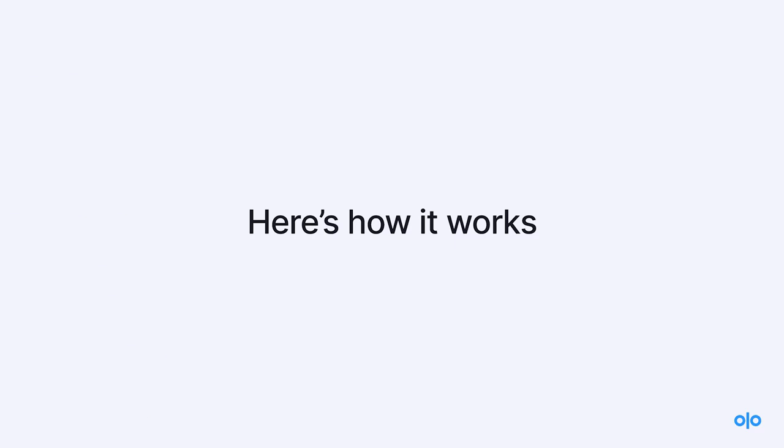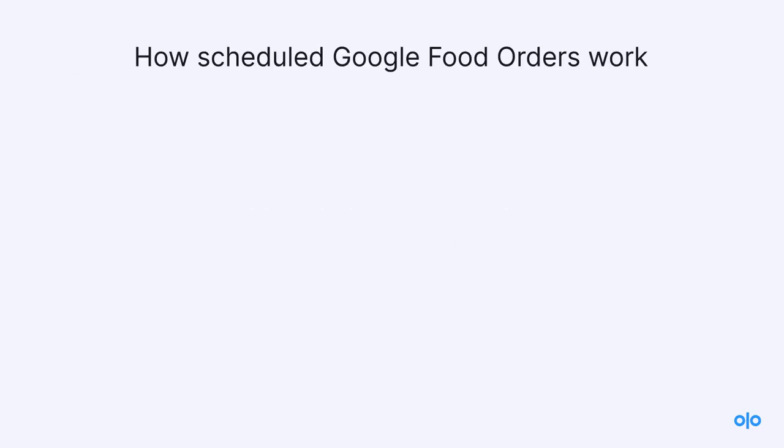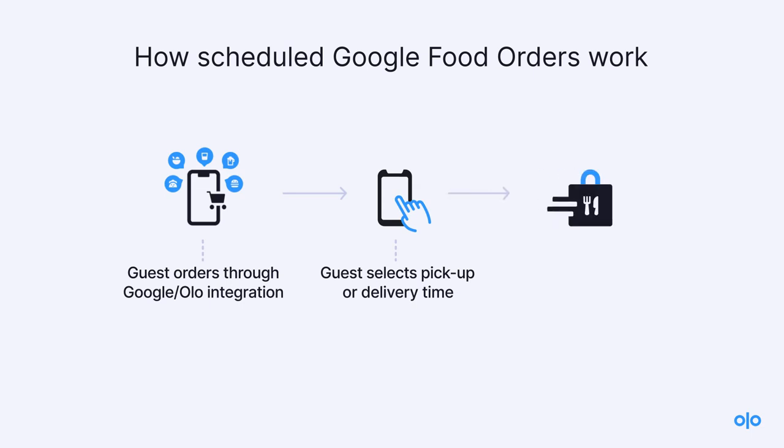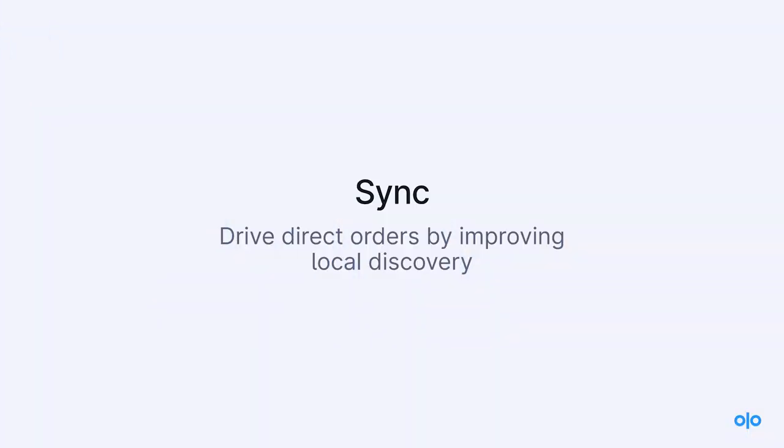Let's look at an example of how this works. In this example, Stanley orders through Google Olo integration. Stanley is ordering dinner roughly around 5 p.m. and selects a pickup or delivery time that he can accommodate. Let's say 7 p.m. Stanley picks up his hot and ready food at his desired time of 7 p.m. Grow sales by meeting guest demands with GFO's new scheduled ordering functionality.